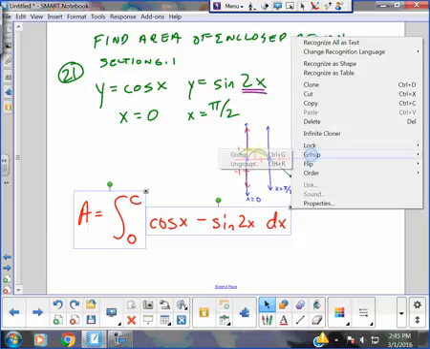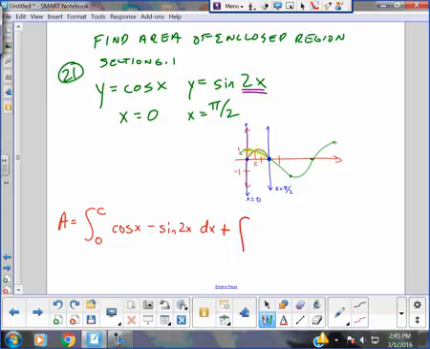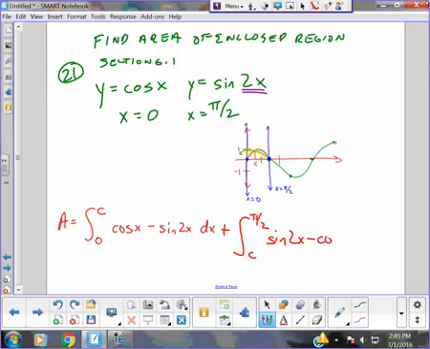Then we have to change. Now it goes from C to pi over 2, but something happens. The curves flip-flop. Now the sine 2x curve is on the top. You guys agree? So I've got to go sine 2x minus cosine x dx. And now I think our next step is to find C. All right, that's the integral. I just have to define C.